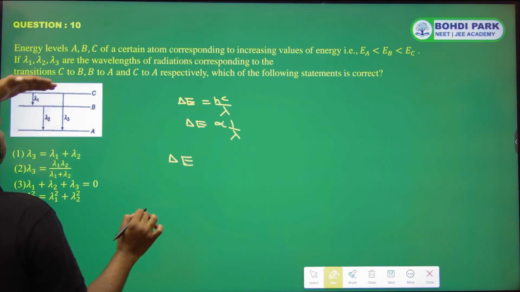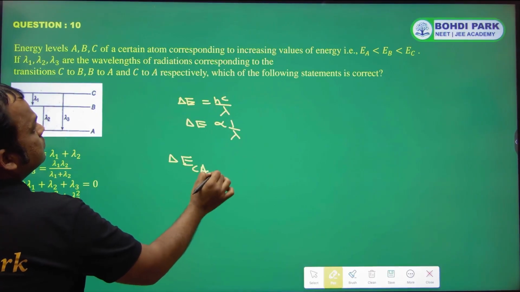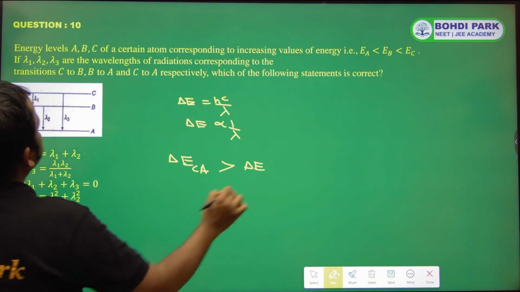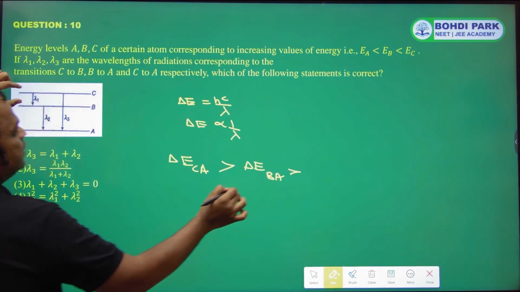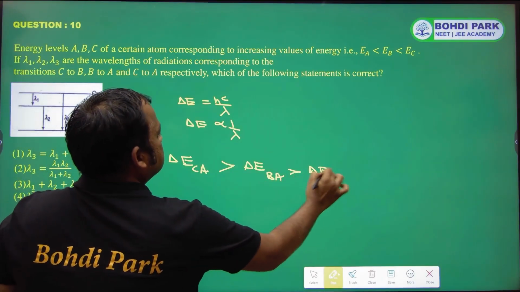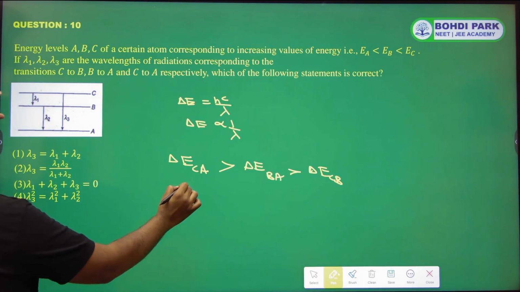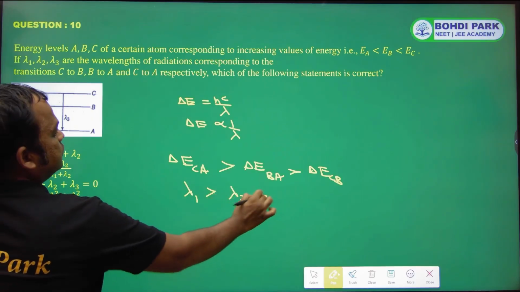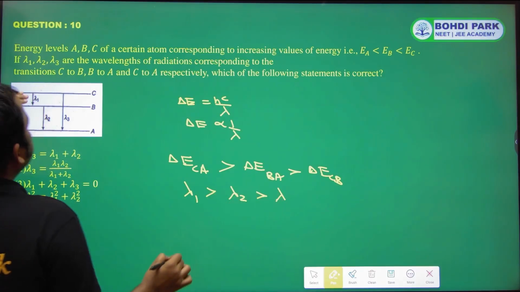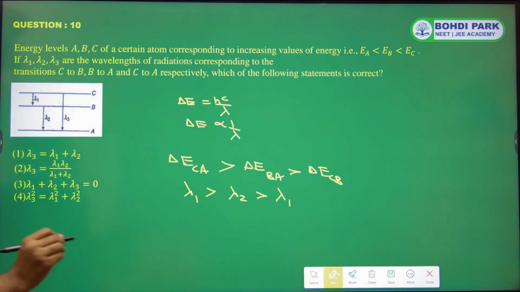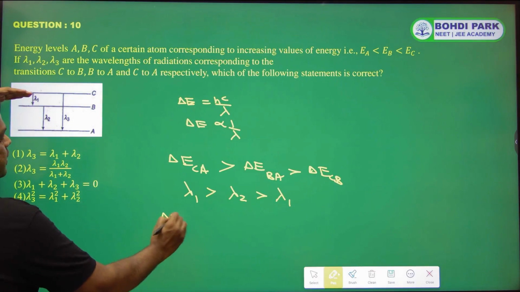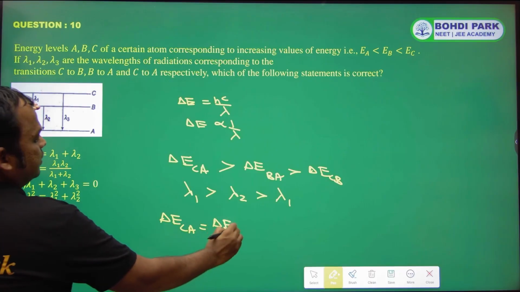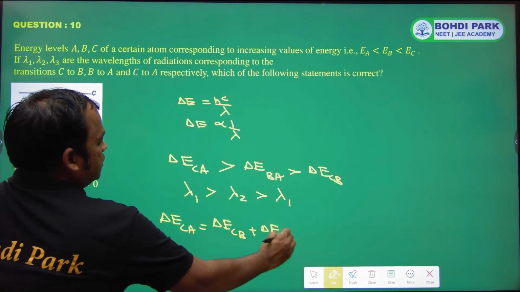Now energy for C to A is more than energy delta E for B to A, which is more than delta E for C to B. So wavelength for C to A is less than wavelength for B to A, which is less than wavelength for C to B. And to find the relation, we can say delta E for C to A is equal to delta E for C to B plus delta E for B to A.